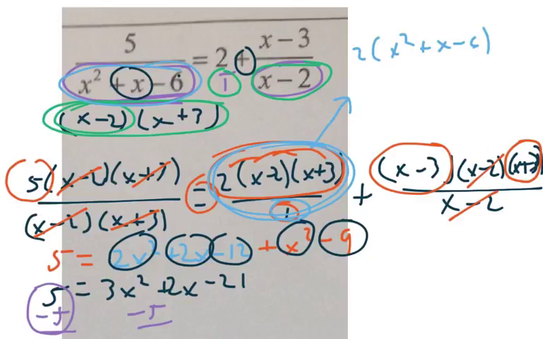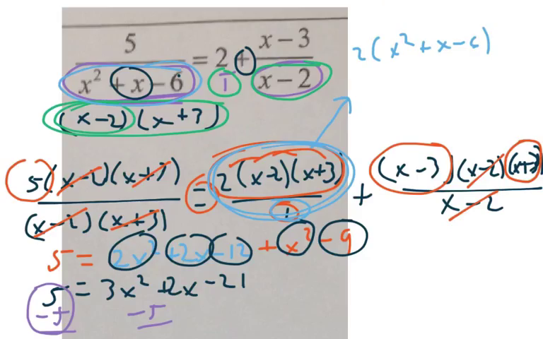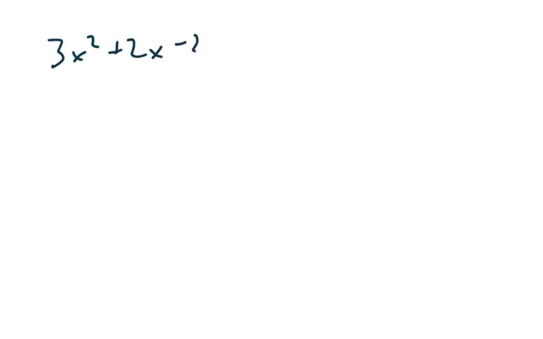So since we're running out of time, guys, we're going to skip one of the problems I had planned and just finish up this one correctly. So we have 3x squared plus 2x. And when I minus 5 here and I take the minus 21 with a minus 5 there, I get a minus 26. And now it's equal to 0.